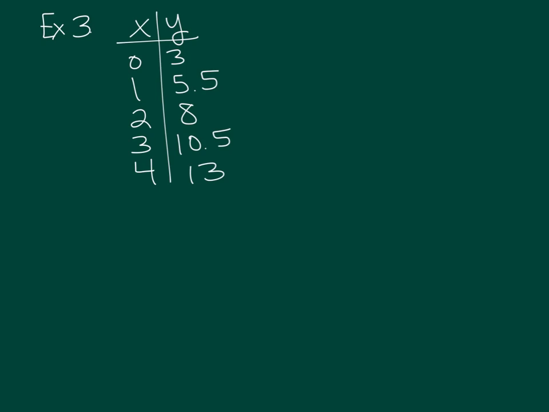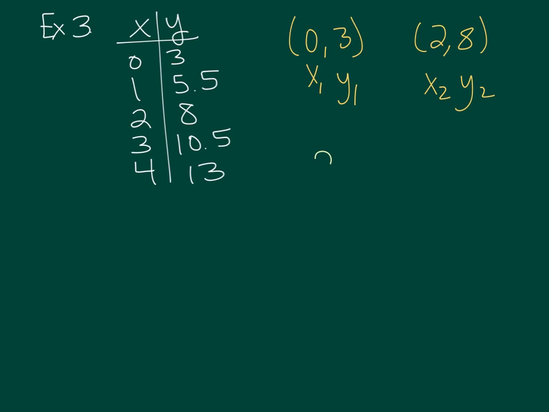All right, so this table looks a little uglier. So I'm going to use 0, 3 for my x1, y1. And I'm going to use 2, 8 for my x2, y2. Because I don't need those decimals if I don't want to. So then I'm going to plug it into the formula. 8 minus 3 over 2 minus 0. See how nice and pretty that is? Which then gives me 5 over 2. And that's my slope. My slope is 5 over 2.